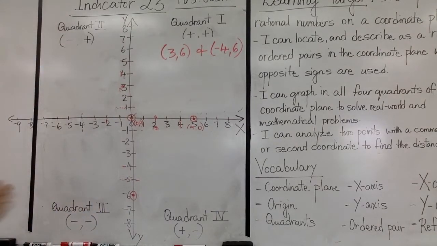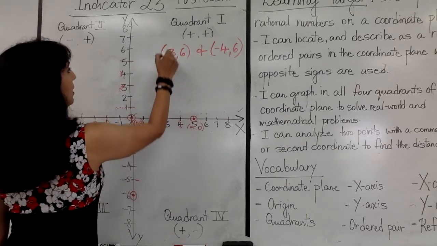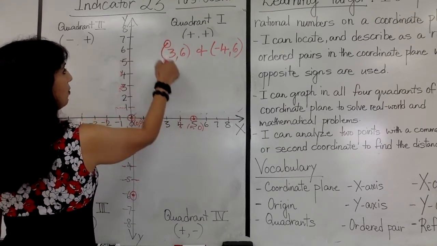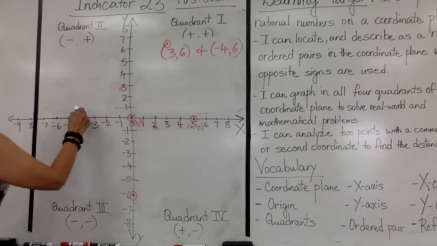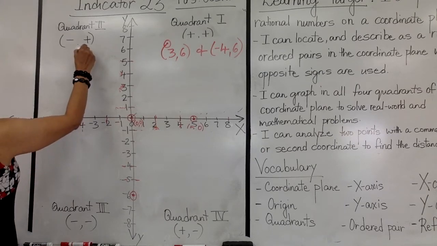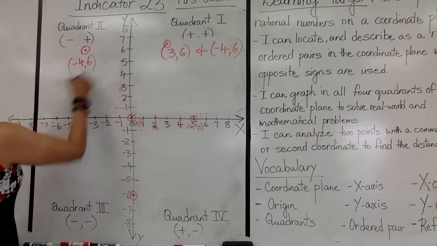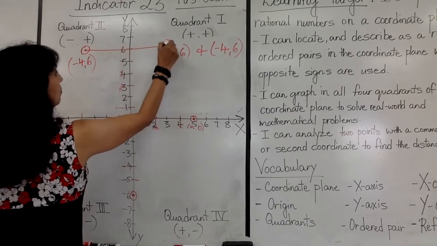All right, so if I give you something like this, let's plot it first. So this is 3 and here is 6. Okay, so this is my 3, 6, which is already written here. And then I have negative 4, 6. So we're going on this side, and then 6, which is up here. So this is negative 4 and this is 6. Okay, so we're trying to find what is the distance over here.